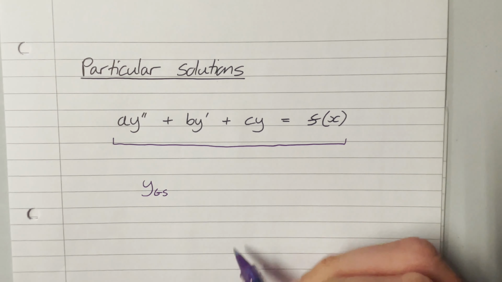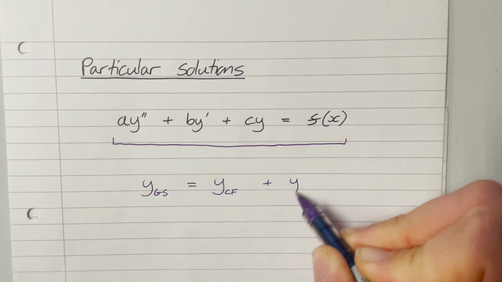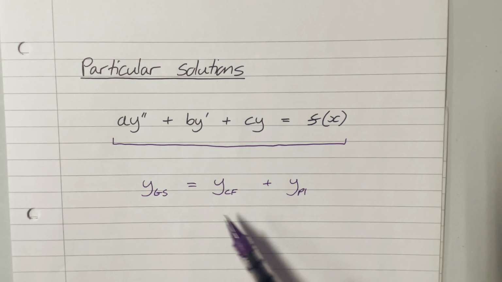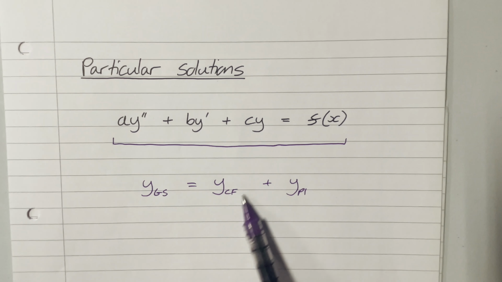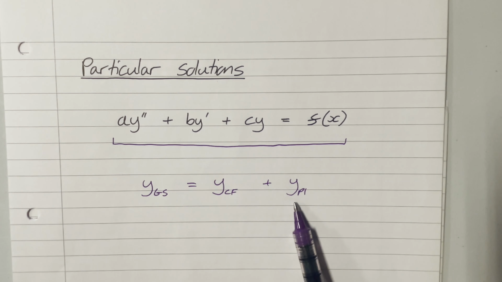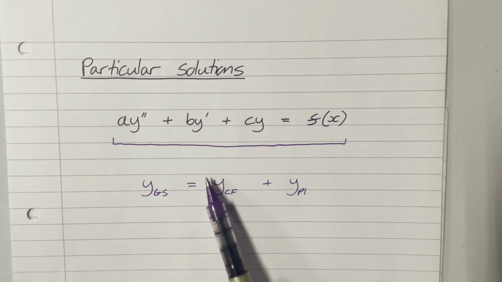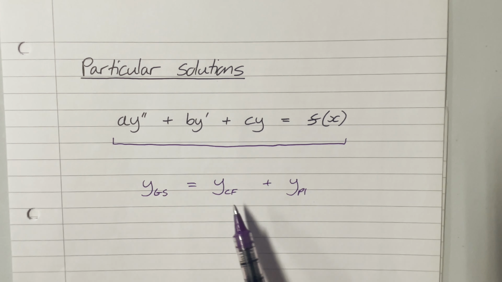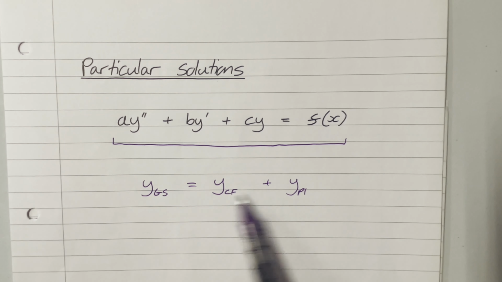So I'm going to call it y_GS is equal to y_CF plus y_PI. CF is the complementary function, and that is the part of the solution which, when you run it through the left-hand side of the equation, will always be 0, and that will contain all the arbitrary constants in the solution. And then the particular integral is the piece of the solution that, when you run it through the left-hand side, will always equal f(x). So when you add those two pieces together, then you will always get f(x). So this, therefore, is the general solution.